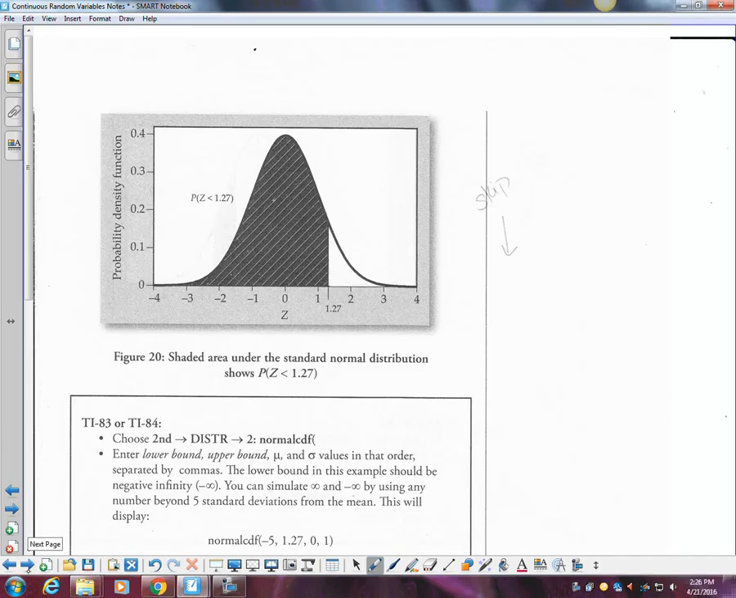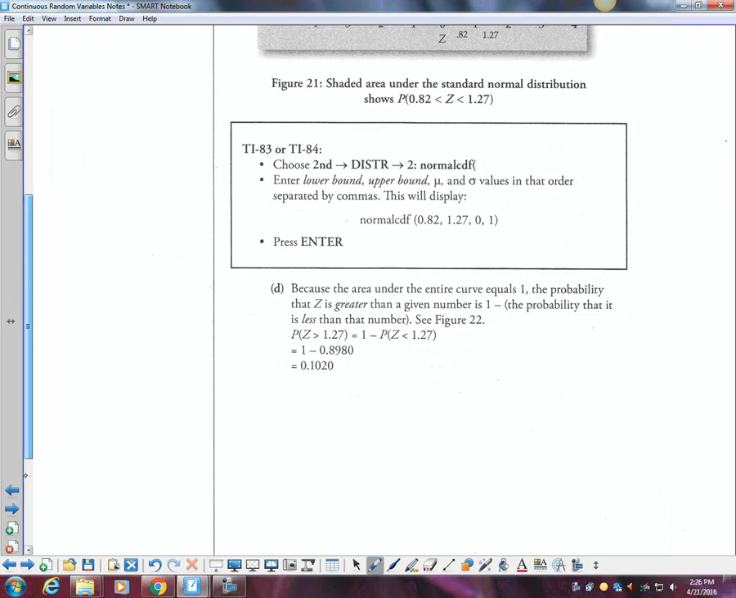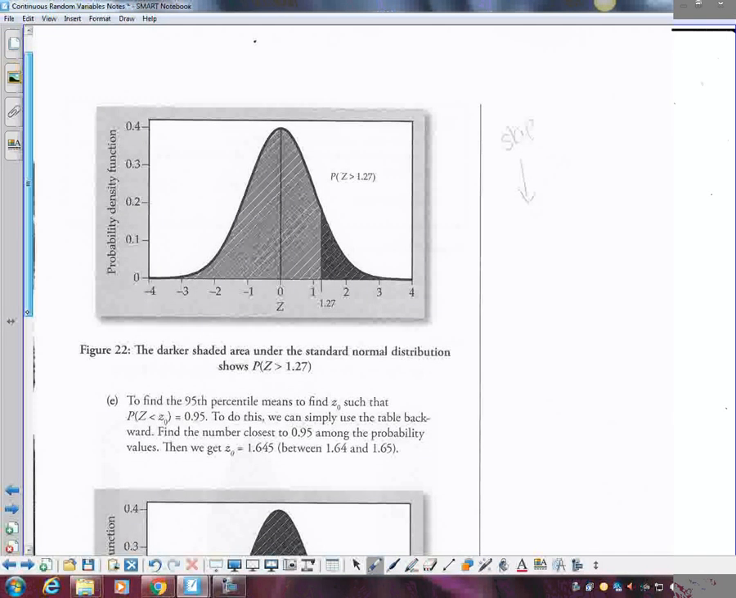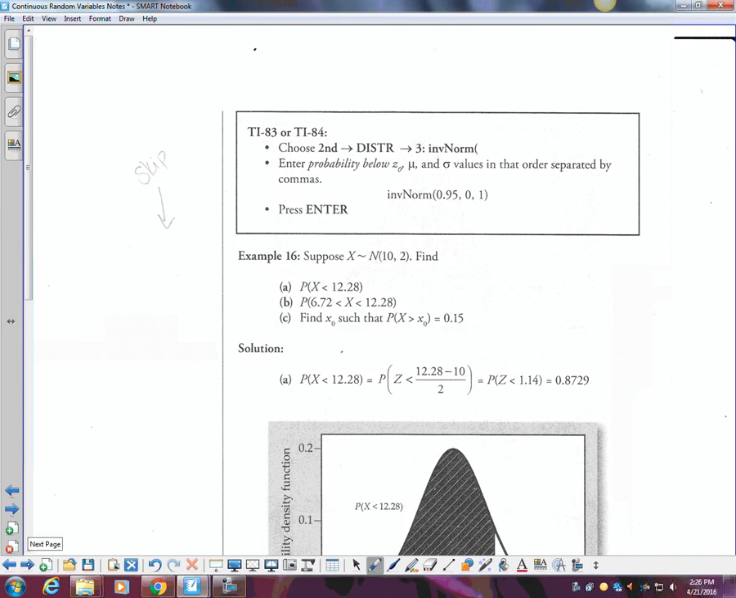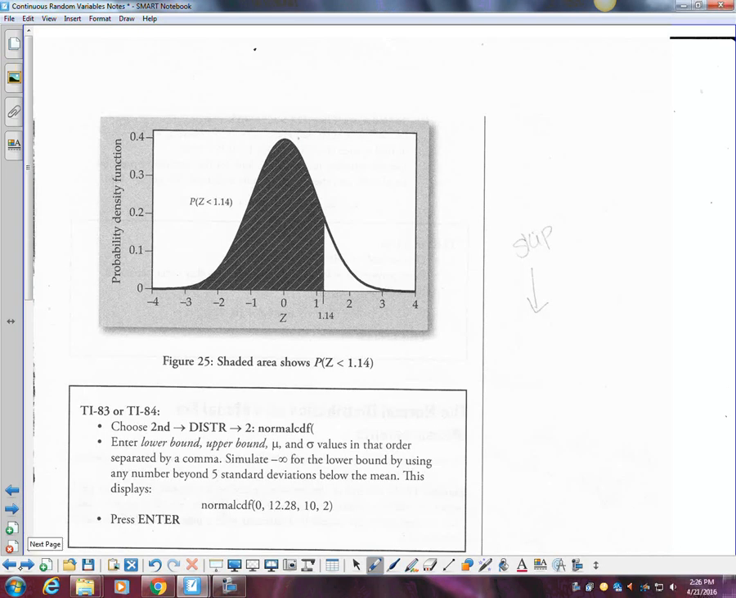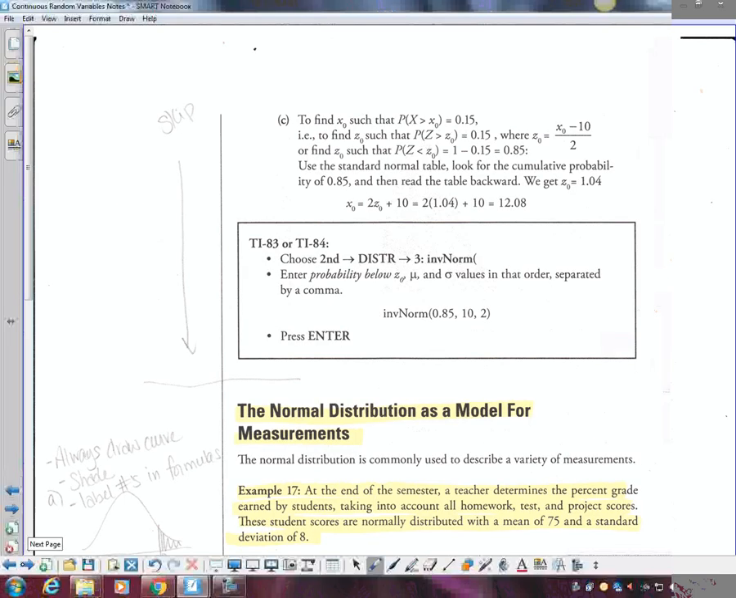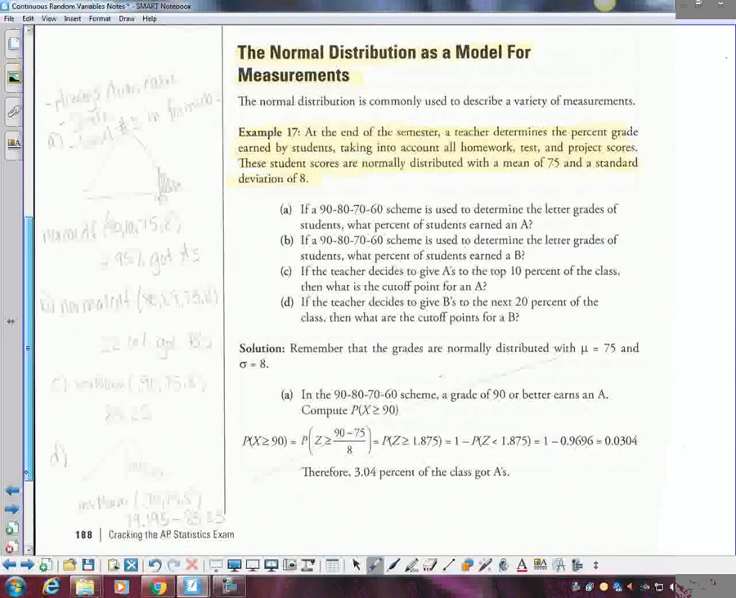Okay. Then this is just walking us through all that, which we've already talked about. Anytime you do a normal distribution on a free response, you will always what? Draw the graph and shade and label. Always draw your graph. Still cruising. Here we go. The normal distribution as a model for measurements.